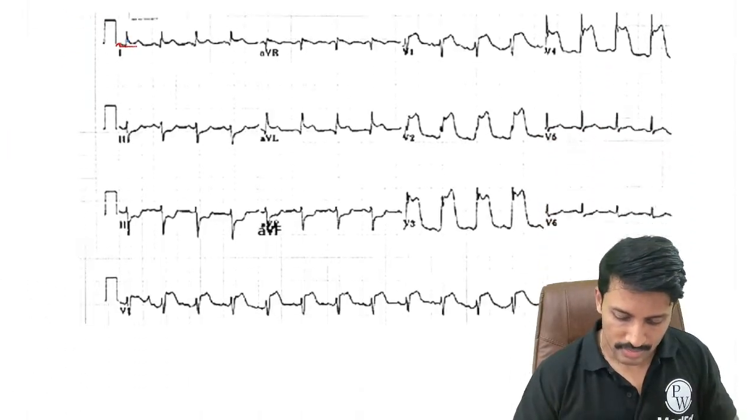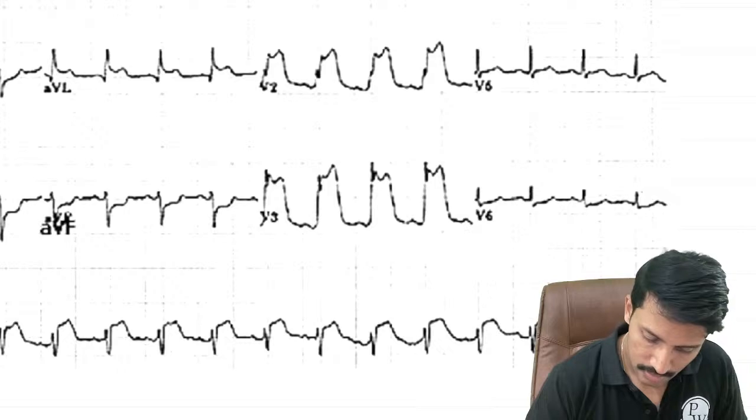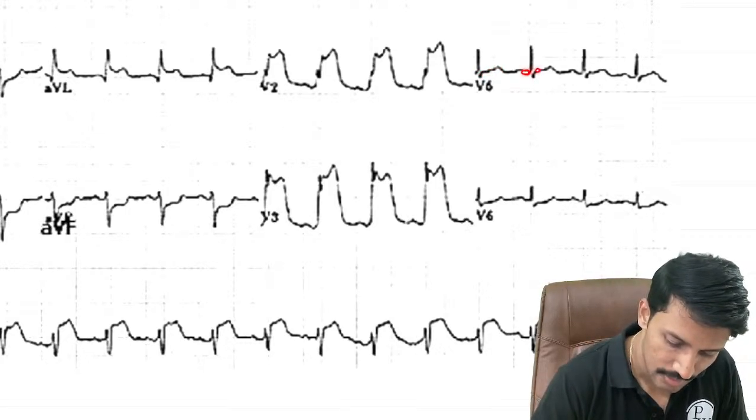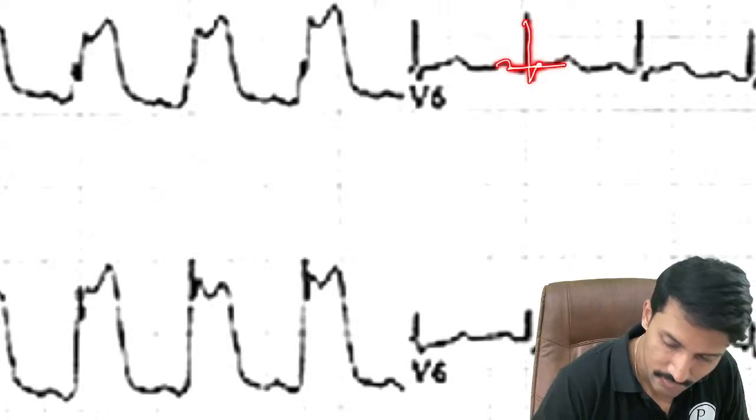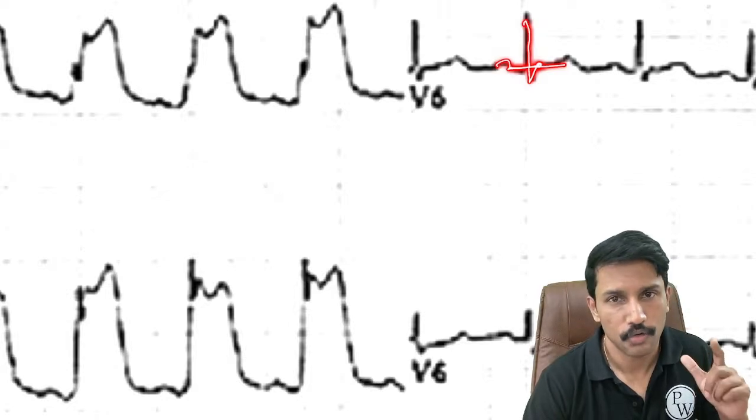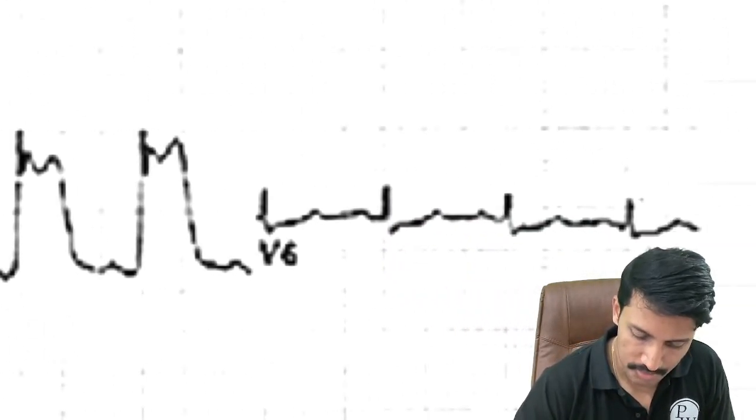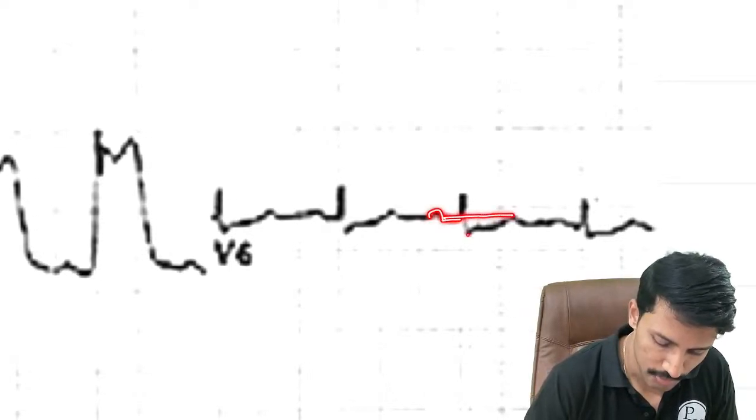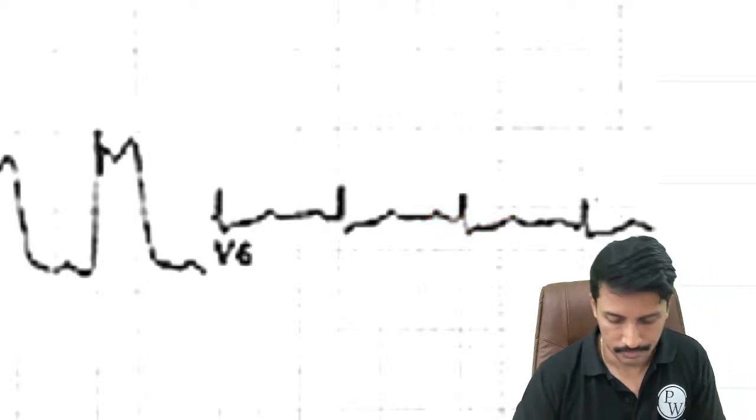Okay, so now in what all leads did we see the ST elevation? I don't see ST elevation in V5, right? This is a PR segment and the J point is on the baseline. Look at this, this is the PR segment and S ends here, so it is on the baseline. So there is no ST elevation in V6. Is there any ST elevation in V5? Is there any ST elevation in V6? It appears to have ST depression in V6, certainly not ST elevation, right?